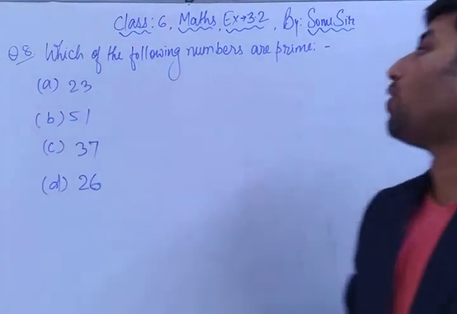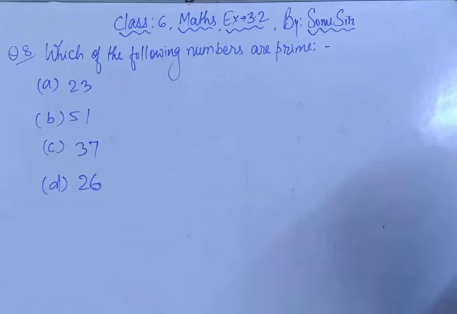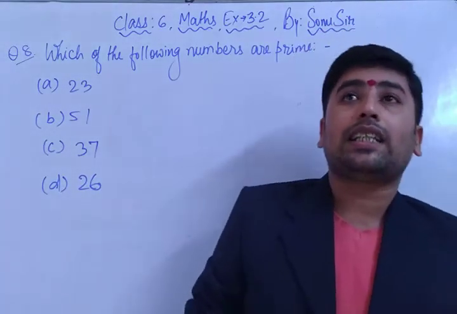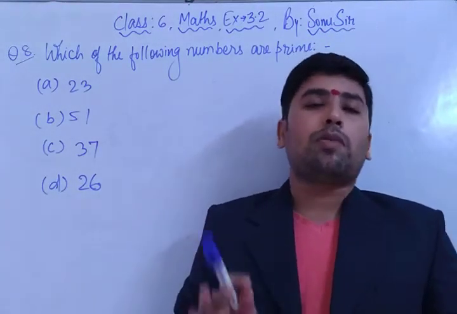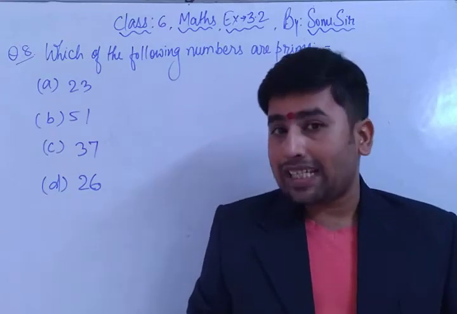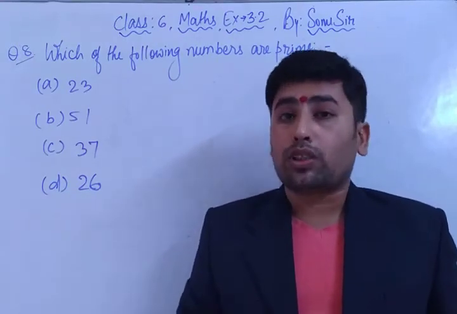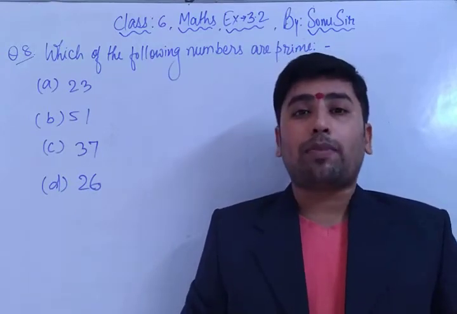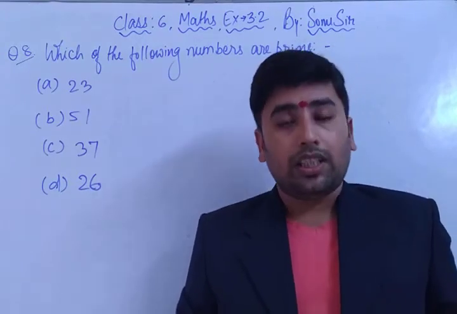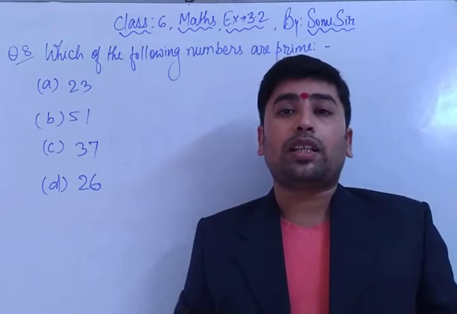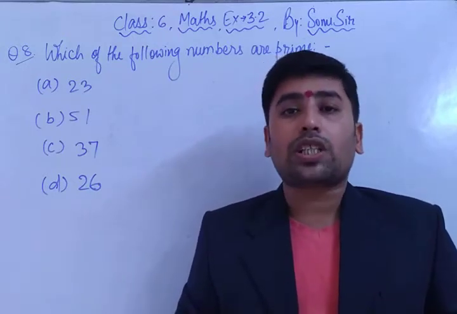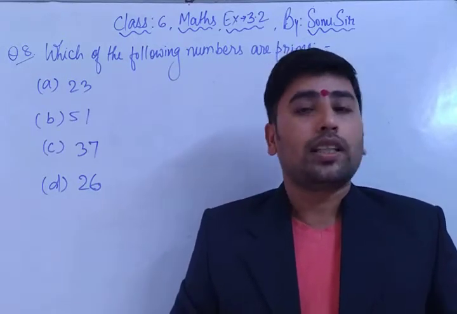So you can see in this question: which of the following numbers are prime? How will you understand whether these numbers are prime or not? First of all, remember that the number should not come in any table. If it comes in any table, then that number has more than 2 factors, which means it is not a prime number, it is a composite number. If anybody asks you what a composite number is, you can say a number which has more than 2 factors is called a composite number.